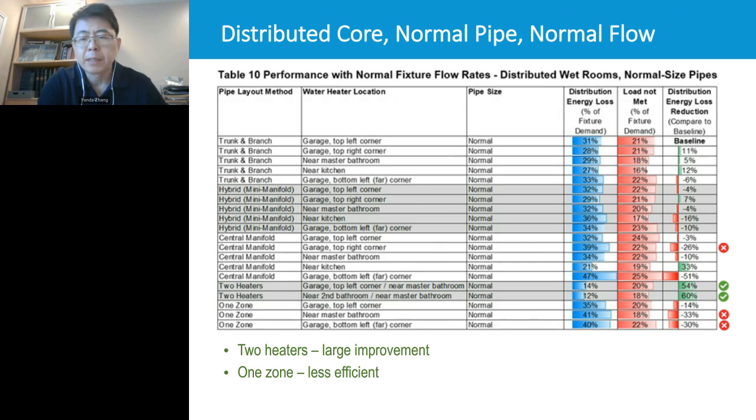So now, with all that explanation, let's look at the final performance impact. First, let's look at a system where the distributed core fixtures are not concentrated, but scattered, with normal pipe size, basically no small pipes, and normal flows. So focus on the last column. The last column shows distribution energy loss reduction. This is the percentage reduction compared to the baseline. Again, reminding you the goal is to find significant reductions. So which ones give you significant reduction? You can see towards the bottom, there's 54%, 64% reduction. Pretty impressive. Both of them are associated with using 2 water heaters.